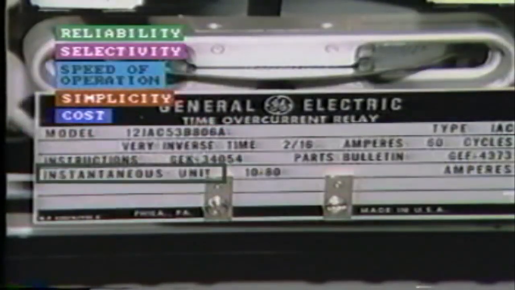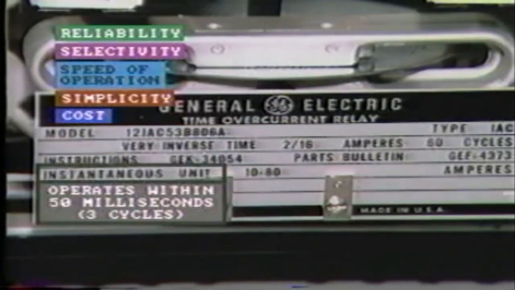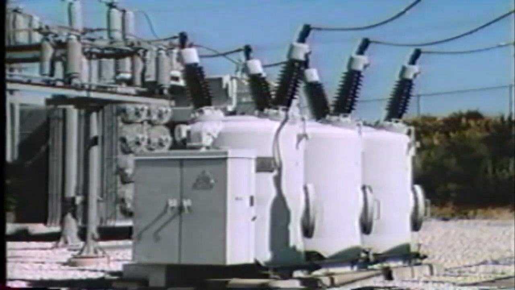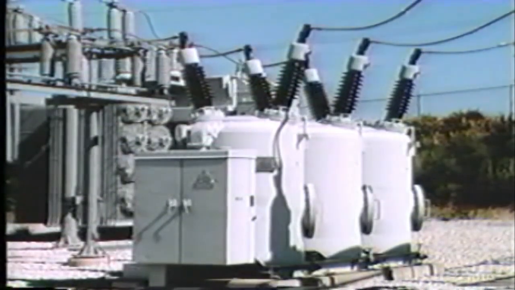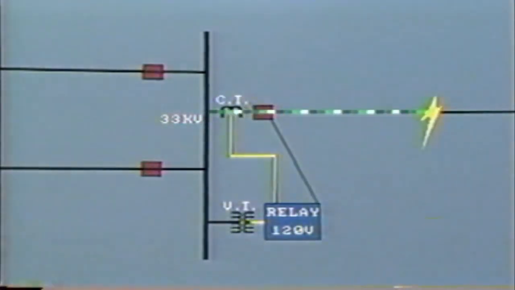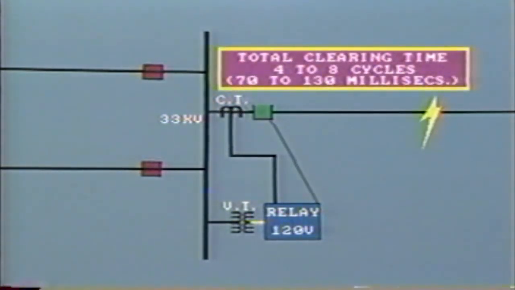The terms high-speed relay and instantaneous relay are often used interchangeably. This means a relay which operates within 50 milliseconds, that is, 3 cycles. But in opening a circuit, we also have to consider the operating time of the circuit breaker. In general, modern circuit breakers operate within 1 to 5 cycles. So we can say that the total clearing time, that is, the relay operation plus the breaker, ranges from about 4 to 8 cycles, that is, 70 to 130 milliseconds.